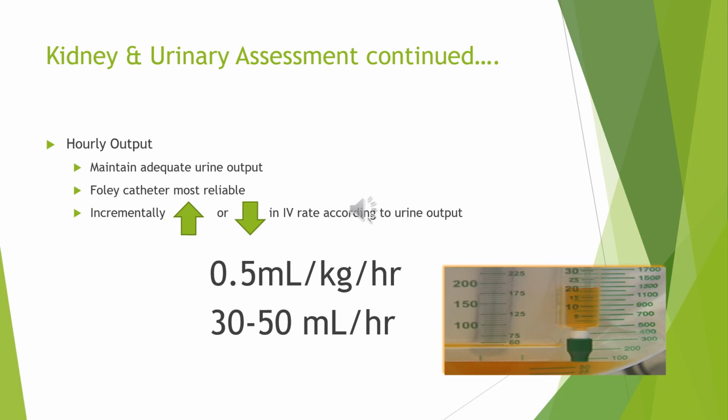And remember, the gold standard is 0.5 milliliters per kilogram per hour for an adult, which roughly relates to about 30 to 50 milliliters per hour.